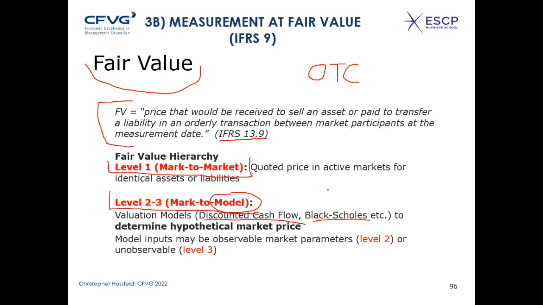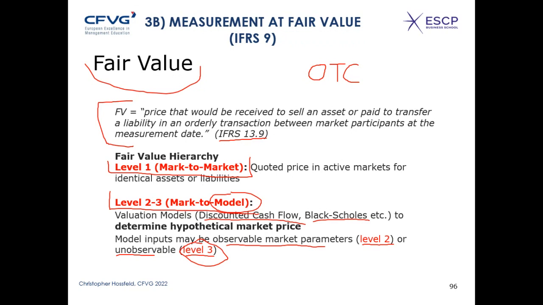That means I use a model that is widely used in the market to value this type of financial asset. And then I need parameters, obviously, variables to put in my model. If I can observe those variables in the market, then I should do this, and we talk about the level 2 fair value. If I cannot observe those parameters in the market, then I have a level 3. Level 3 means basically I have my Excel sheet and a formula to use, but the variables I put in my formula are determined by myself.